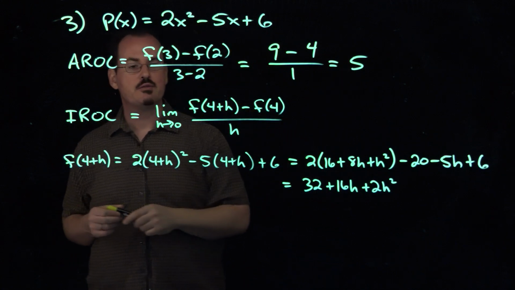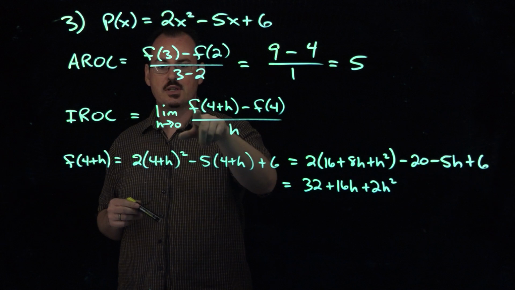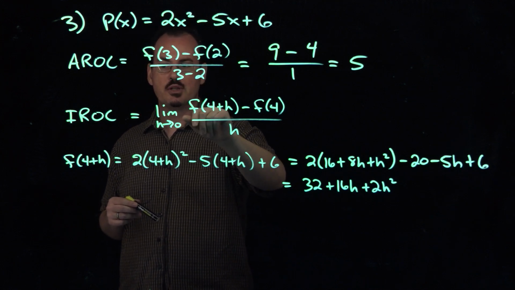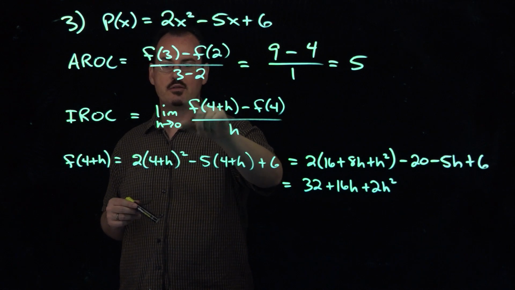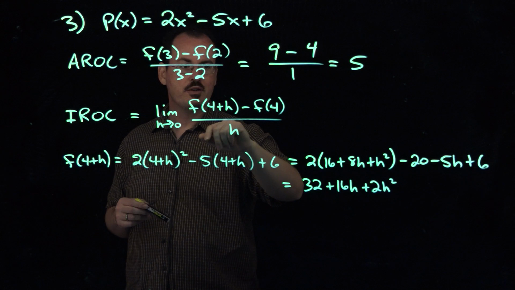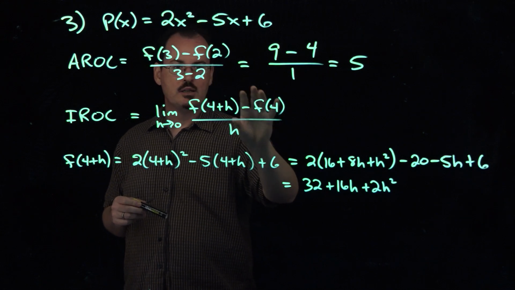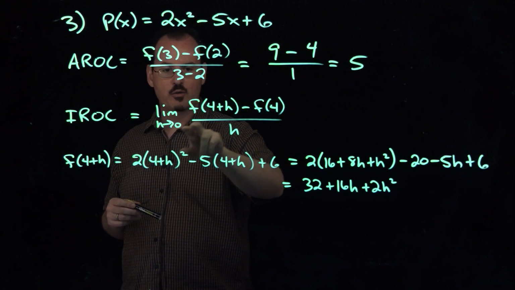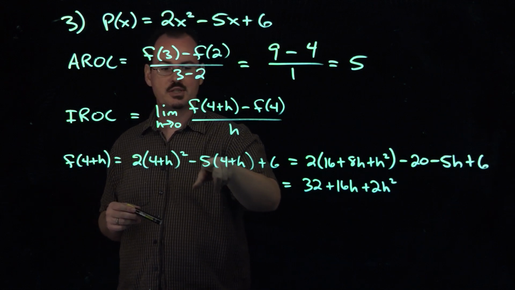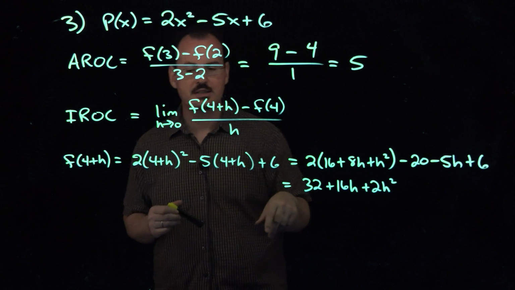For the instantaneous rate of change, we're doing this at x equals 4. So we use the formula for instantaneous rate of change, the limit as h approaches 0 of f of a plus h, a is 4, minus f of a, so minus f of 4. Simplify this, plug in the 4 plus h into the function, you're going to get this, 2 times 4 plus h squared minus 5 times 4 plus h plus 6.